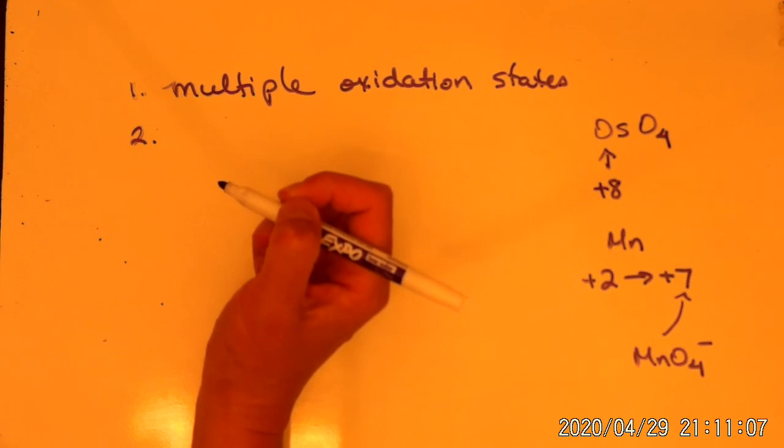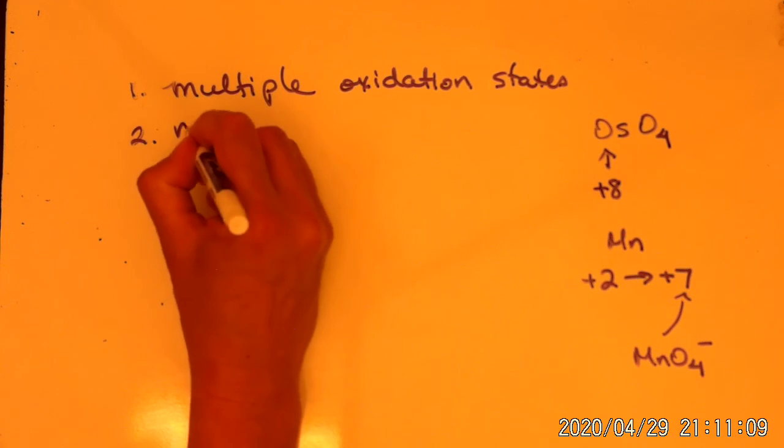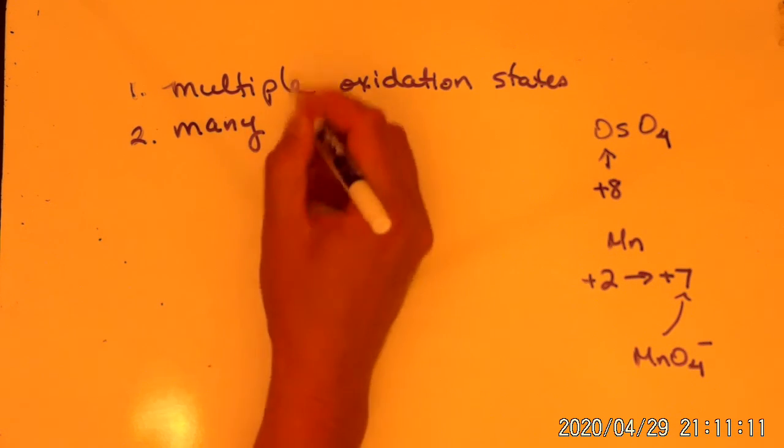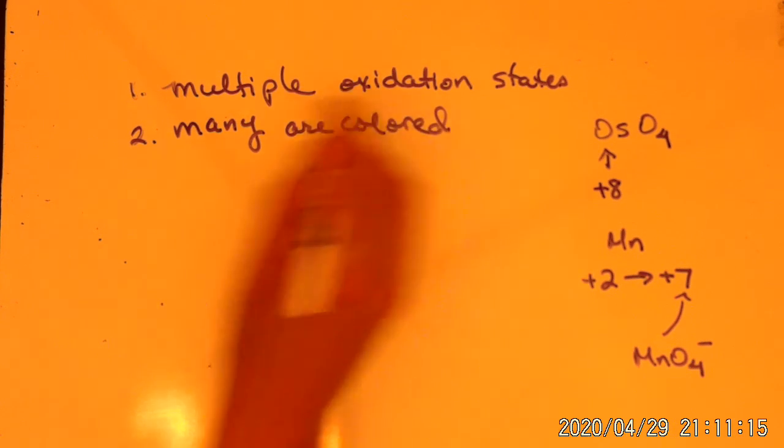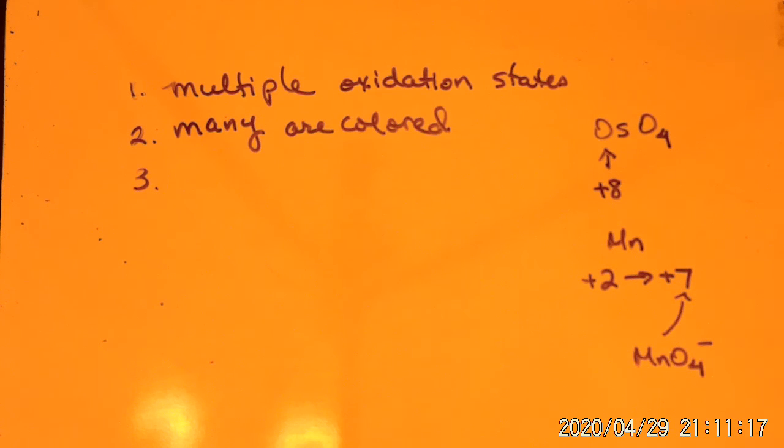Another physical property is that many are colored. A lot of the colors, like if you look at the Himalayan salt, it's very pink, and the reason that the salt is pink is not because of the sodium chloride. It has an impurity in there of manganese that turns it a pink color. So many transition metal compounds are colored.